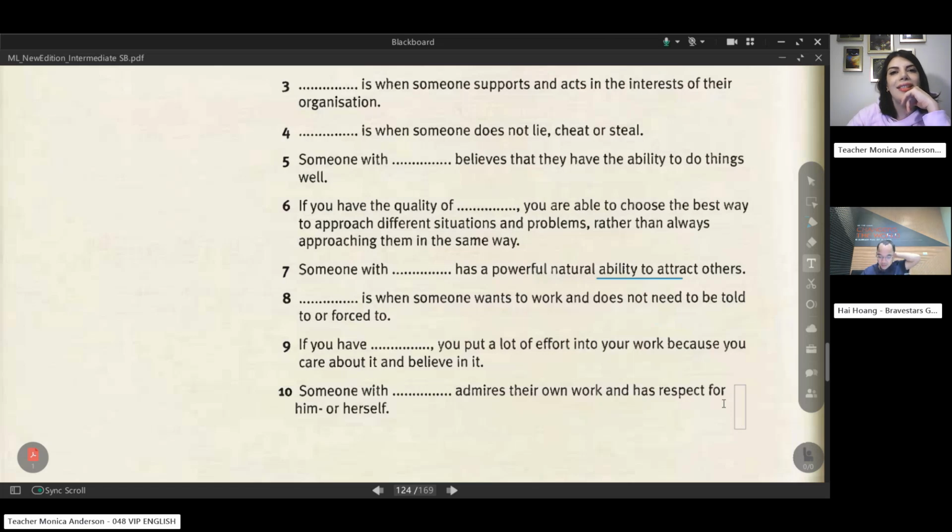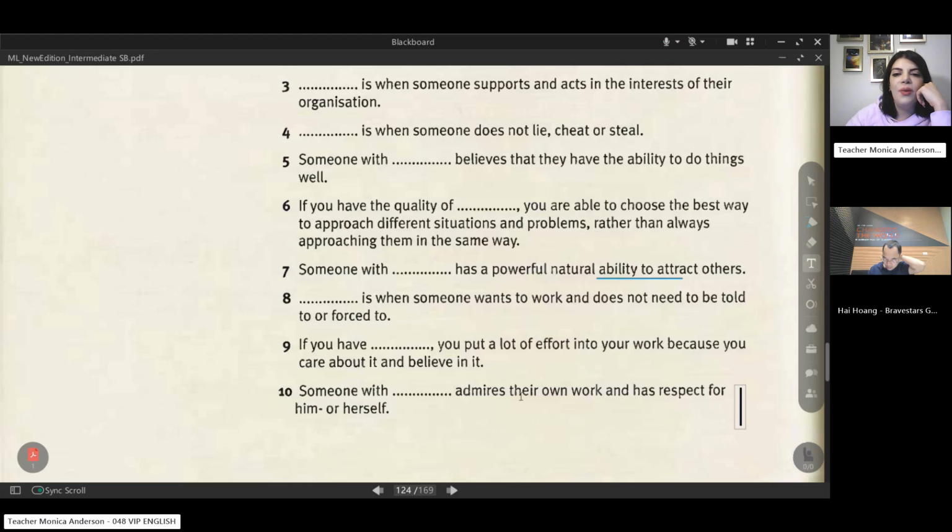Motivation. Of course, motivation. When you're motivated, you don't need to be first to do something, because you like to do it. And number nine, you put a lot of effort into your work because you care about it and believe in it. Dedication, of course. Very good. And the last one, someone who admires their own work and has respect for it: pride, of course.